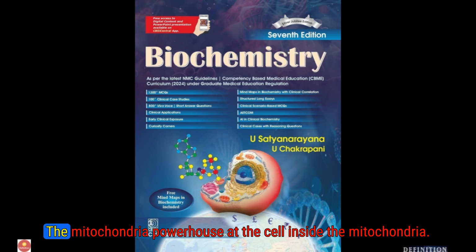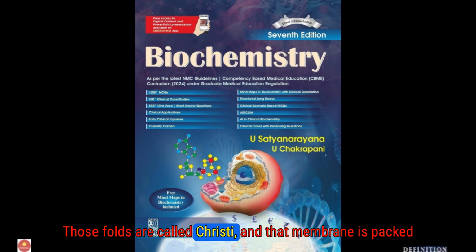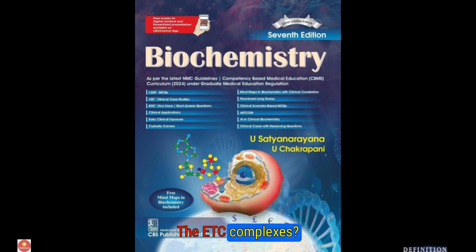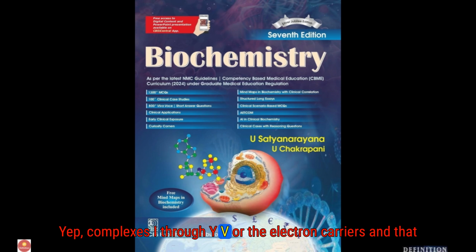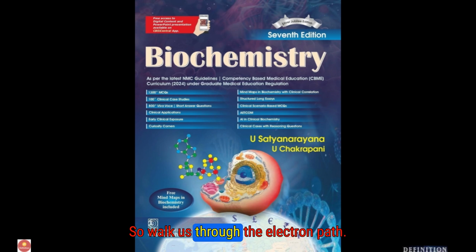And where does this happen? The mitochondria, powerhouse of the cell. Inside the mitochondria, specifically on that highly folded inner mitochondrial membrane, those folds are called cristae. And that membrane is packed with the machinery, the ETC complexes. Yep, complexes I through IV are the electron carriers, and complex V is the ATP synthase, the enzyme that actually makes ATP.